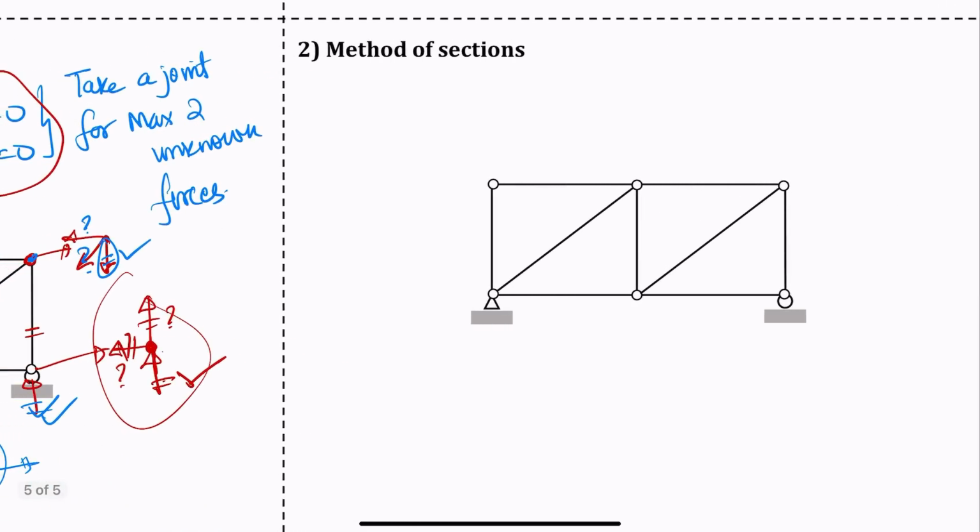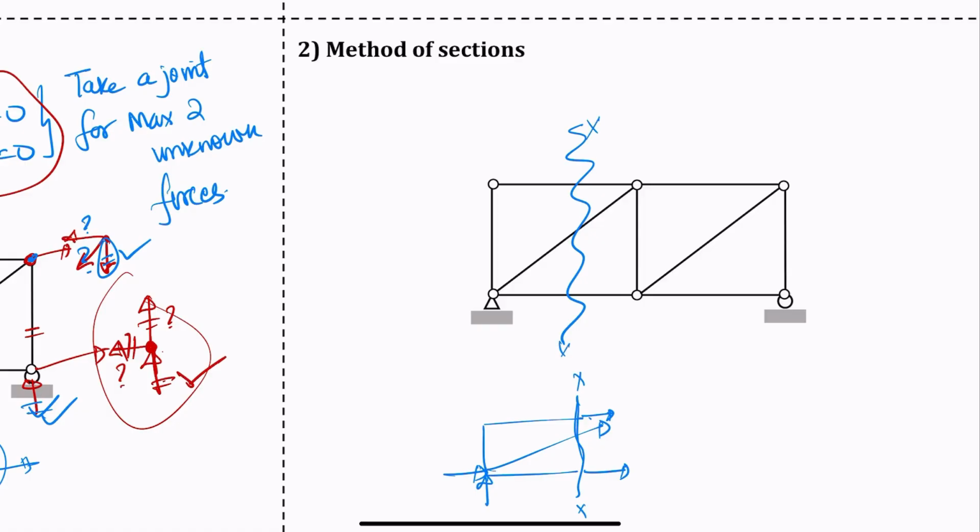And what is the method of sections? The method of sections is cutting a section and then drawing the free body diagram. And this is your x that you cut. Because you are cutting the section and drawing the free body diagram, we can use not only two equilibrium equations, but also the moment equation, because it has to be in equilibrium.